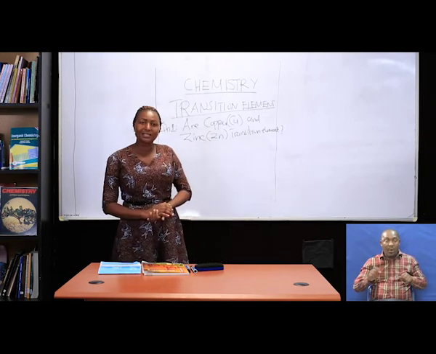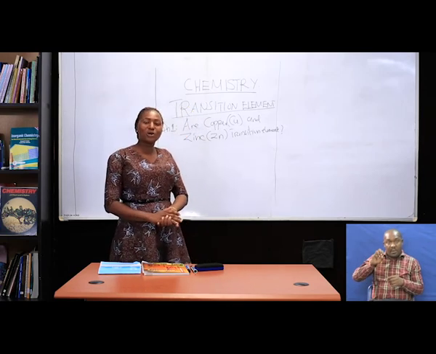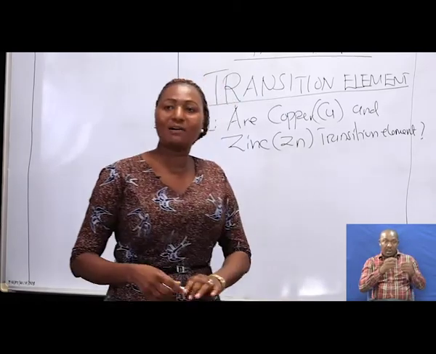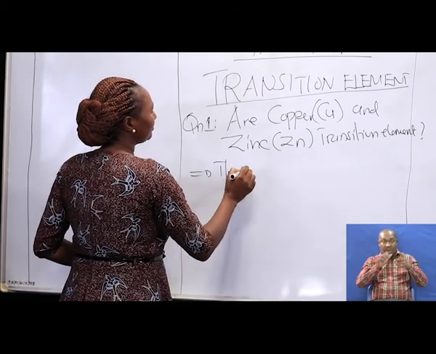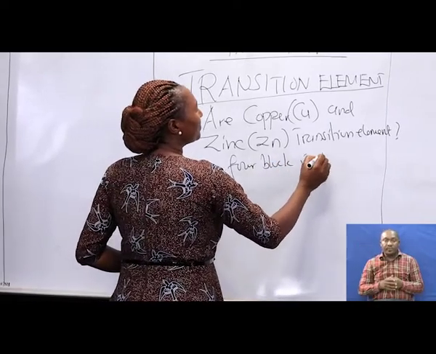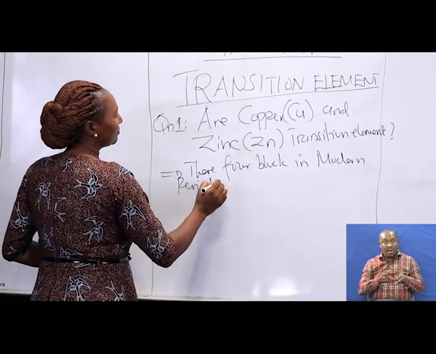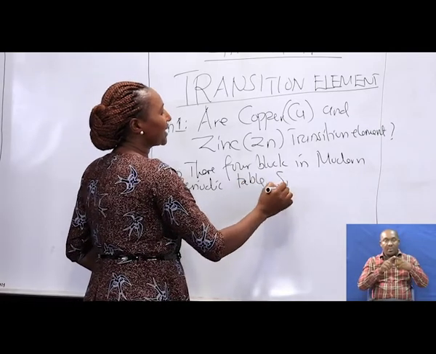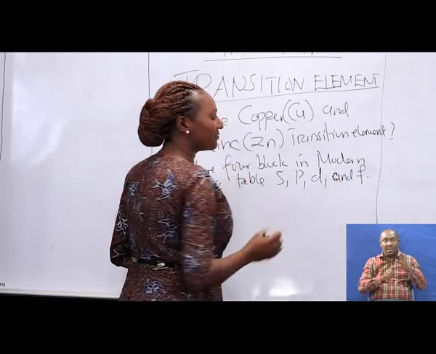As you remember, the modern periodic table consists of 4 blocks, which are S, P, D, and F. There are 4 blocks in the modern periodic table.